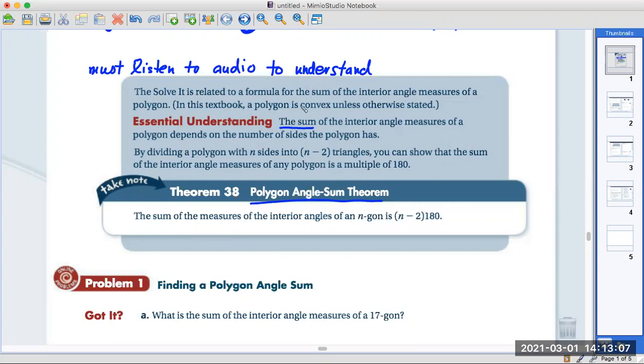Okay. So the sum, meaning you're adding, sum means add, of the interior angle measures of a polygon depends on the number of sides the polygon has. Important. This is a big thing. You need to know how many sides, that's how many angles, what the sum of the angles is. The more sides, the bigger the sum.